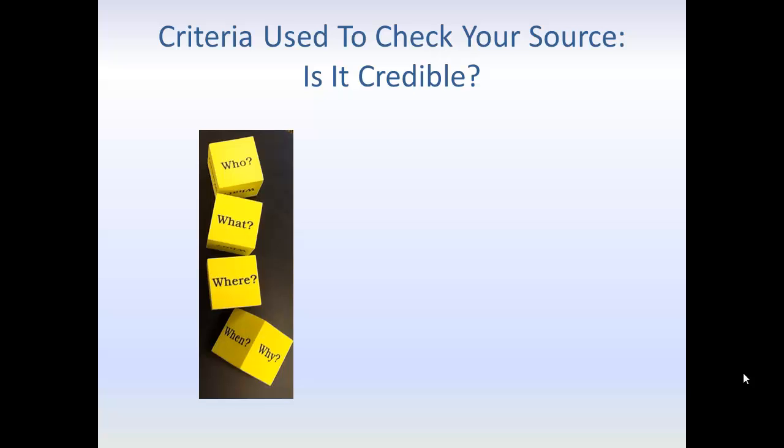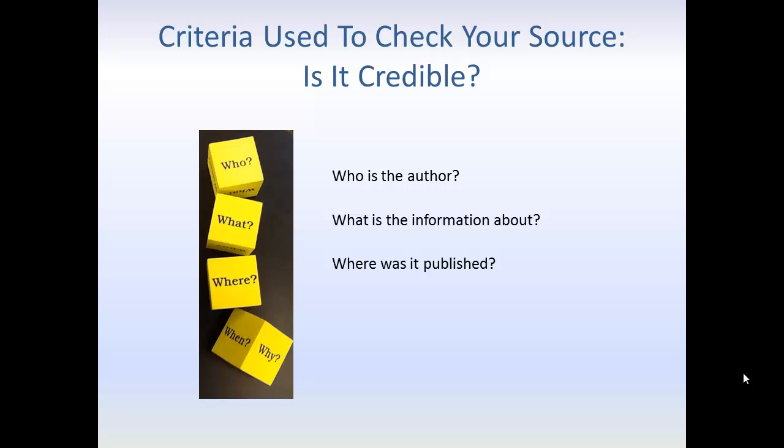Criteria used to check your source. Is it credible? Who is the author? What is the information about? Where was it published? When was it published? Why was it written? Using these 5 criteria, you will be able to identify whether the source you have chosen is credible and trustworthy.